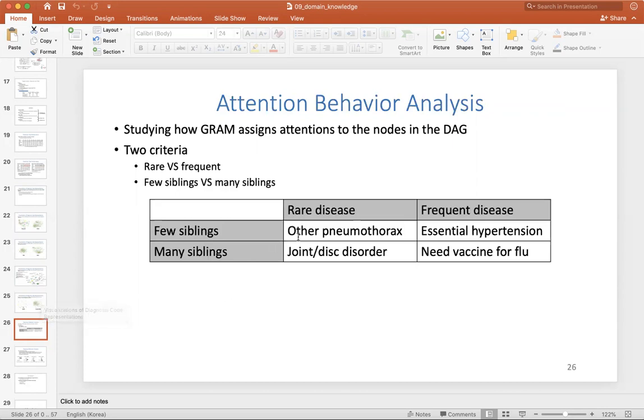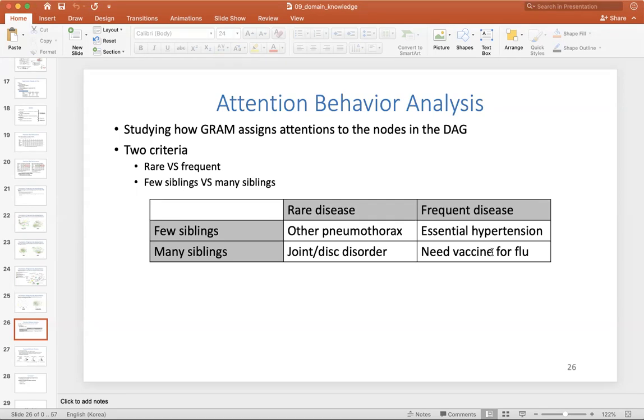So we've picked 4 different disease codes: other pneumothorax, essential hypertension, joint disorder, and the last one, need vaccine for flu. Technically, the last one is not a disease code, but as I said, ICD-9 codes are for billing purposes. So maybe the doctor gave a vaccine to the patient and charged the reimbursement form with need vaccine for flu. I think this is one of those weird ICD-9 codes, like something that starts with V or E. Anyway, so 4 disease codes, and we've laid them out on 2 different axes.